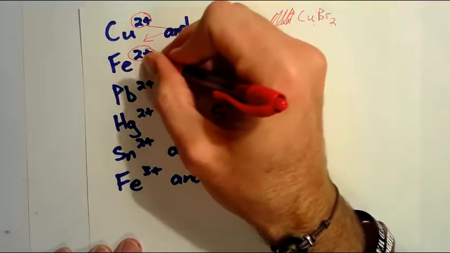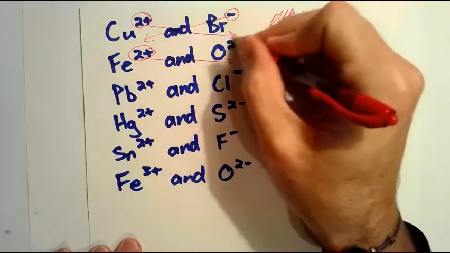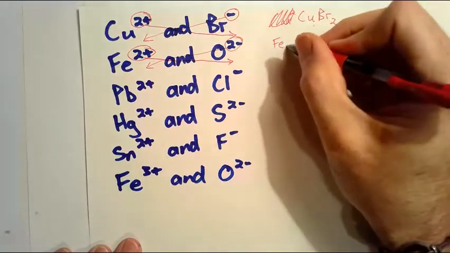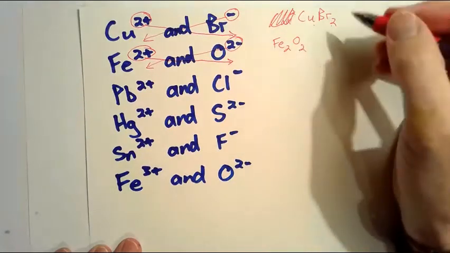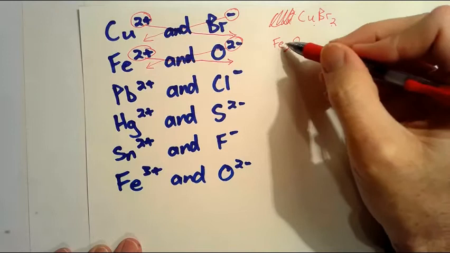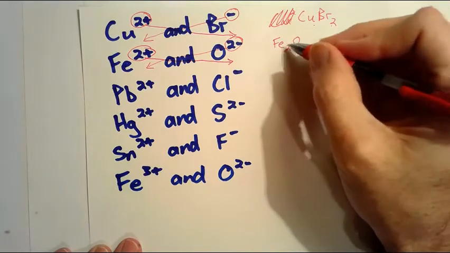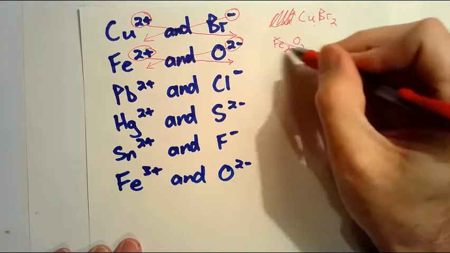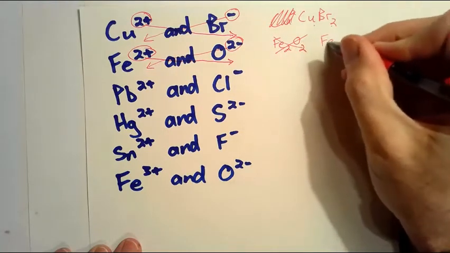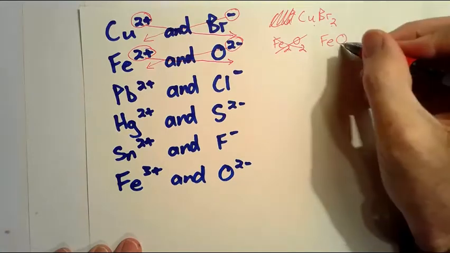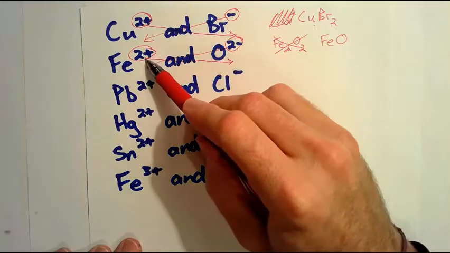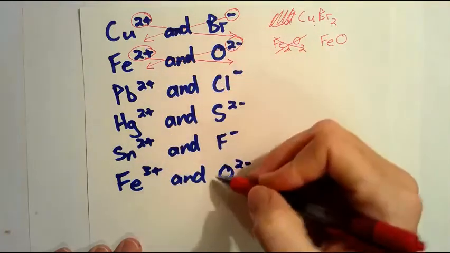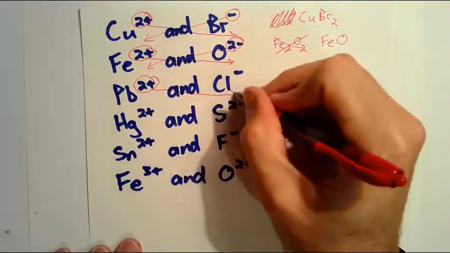Here the crisscross rule will still apply, but now many students will write Fe2O2 and be done with it. That is not the best way to go, because you can still divide by the least common denominator. So I would need to write FeO, because the 2 plus and the 2 minus will cancel out. We'll still follow the crisscross rule for the rest of them.